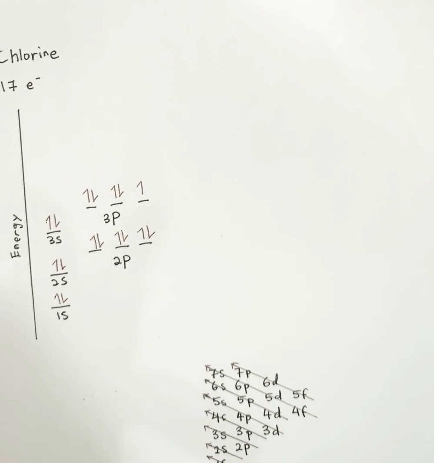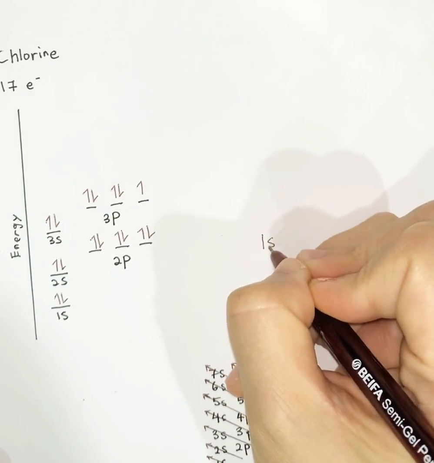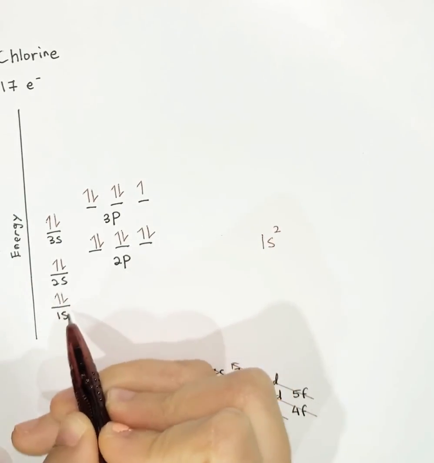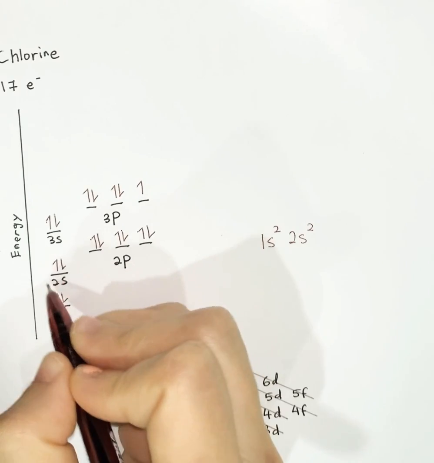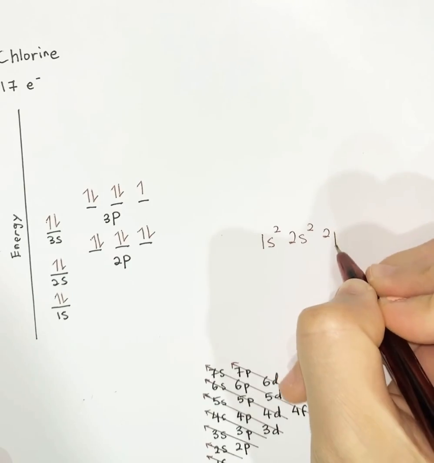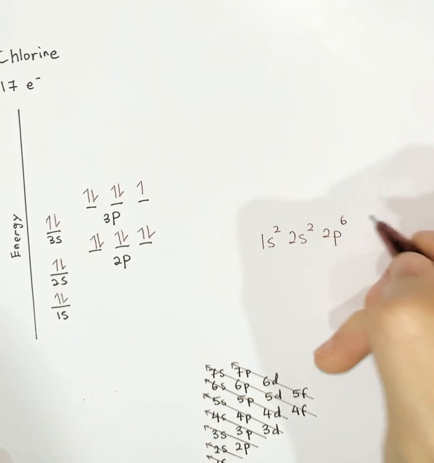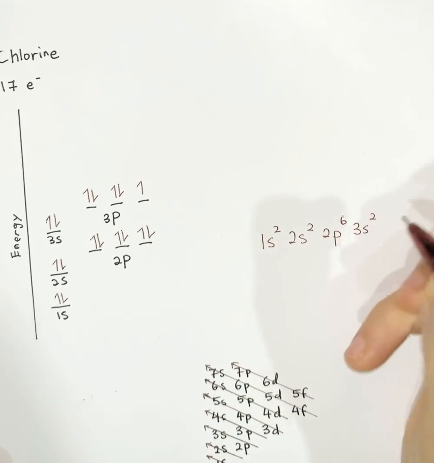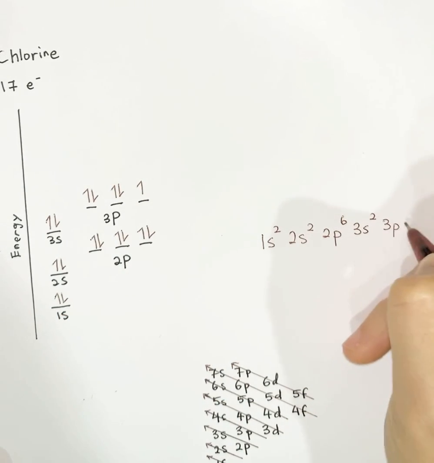So now I can write its electronic configuration. 1s2 indicates 2 electrons in the 1s. 2s2, I've got 2 electrons here. And for 2p, we take the total: 2, 4, 6, so 2p6. Then 3s2, followed by 3p, 2, 4, 5, so 3p5. That is the electronic configuration for chlorine.